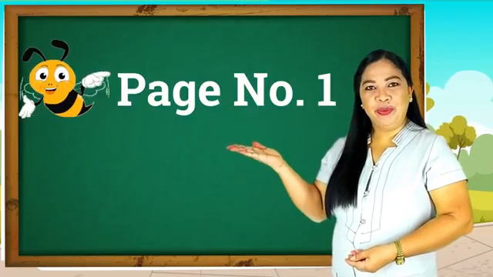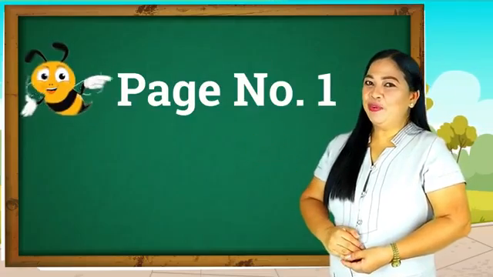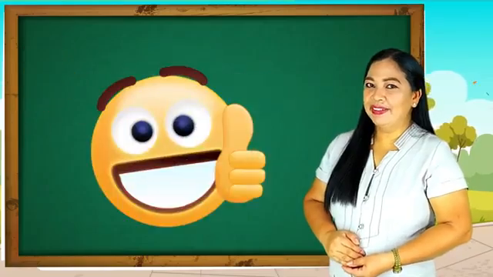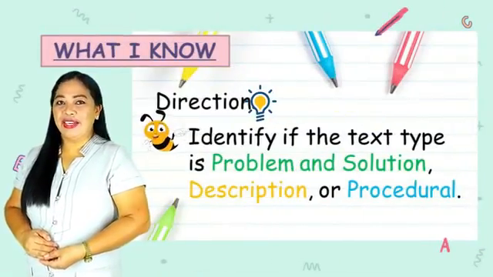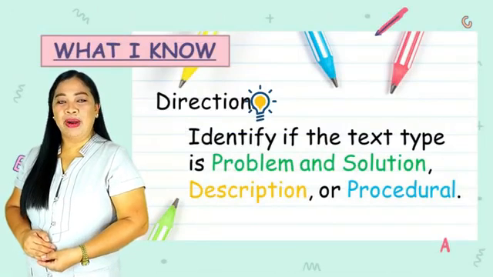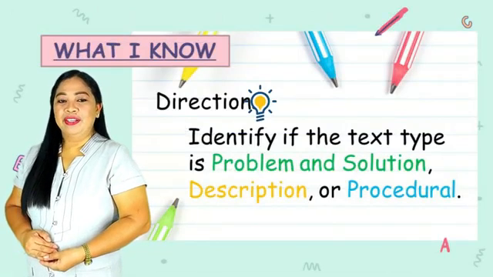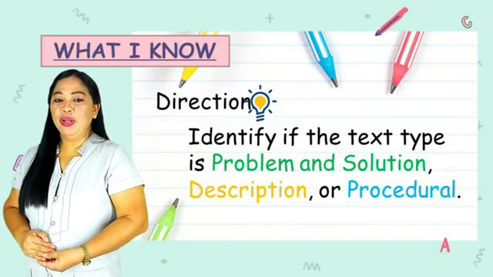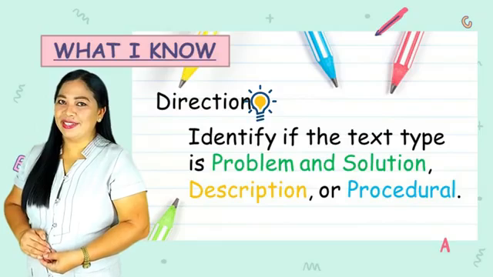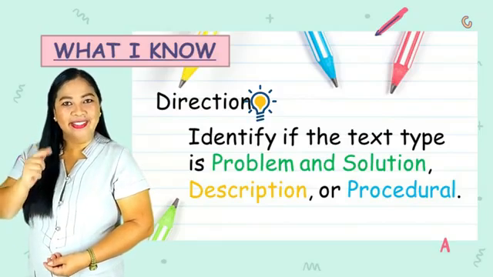Let's go to page number 1. Are you already in page number 1? And here's the direction. Identify the text type if it is problem and solution, description, or procedural. You will be given 5 seconds to answer. Let's start. Item number 1.